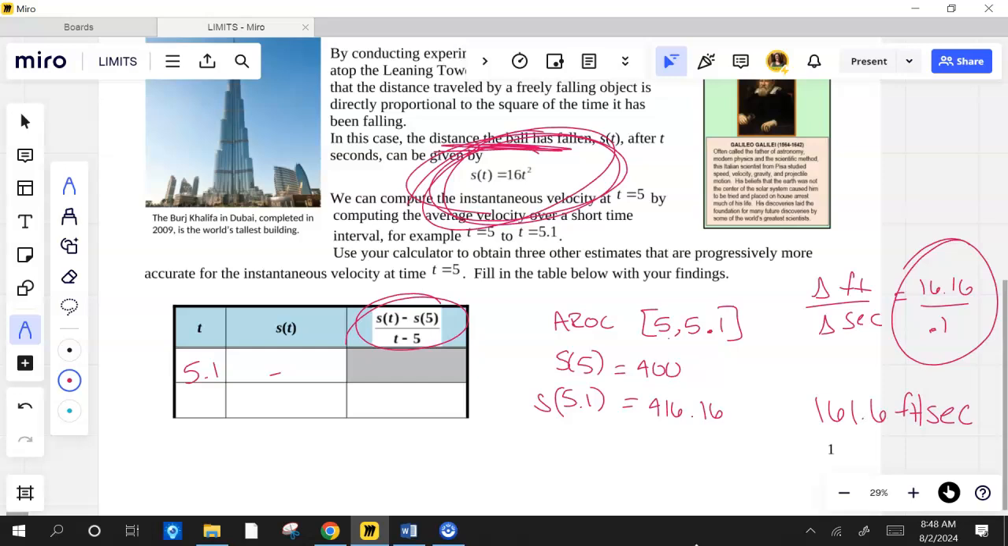Well, that's the average. At some point between 5 and 5.1, it hit that. That's the average. But what is it actually going at 5 seconds? I still don't know. So what if I take this value, instead of between 5 and 5.1, what if we did AROC from 5 to 5.01? See how we're making that interval smaller and smaller and smaller? You see what I'm saying? Do that one and see what you get. Same way we did before.